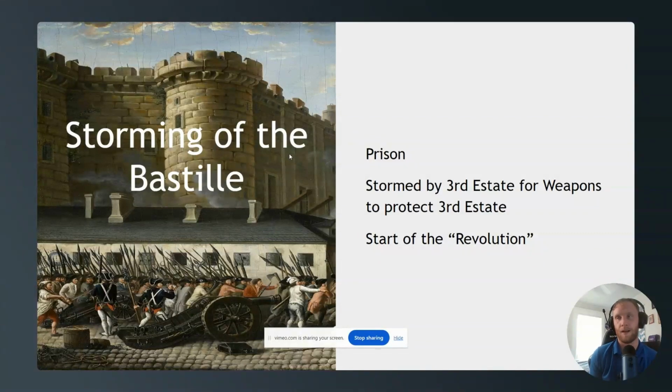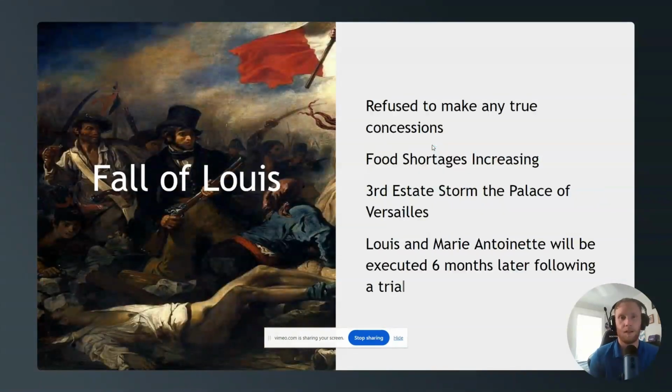Now we have the 4th of July for our Declaration of Independence. The French have Bastille Day, which is July 14th. It's the same exact kind of style holiday, minus the hot dogs because they're not cool like us.